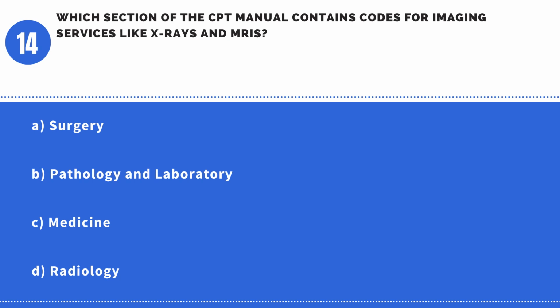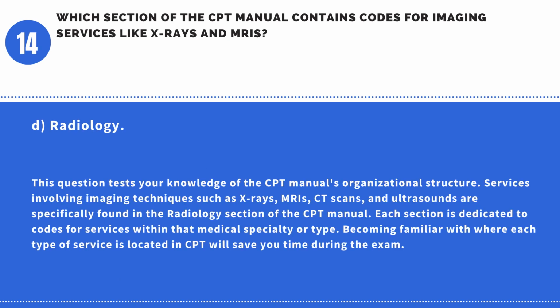Answer: D. Radiology. This question tests your knowledge of the CPT manual's organizational structure. Services involving imaging techniques such as X-rays, MRIs, CT scans, and ultrasounds are specifically found in the radiology section of the CPT manual. Each section is dedicated to codes for services within that medical specialty or type. Becoming familiar with where each type of service is located in CPT will save you time during the exam.